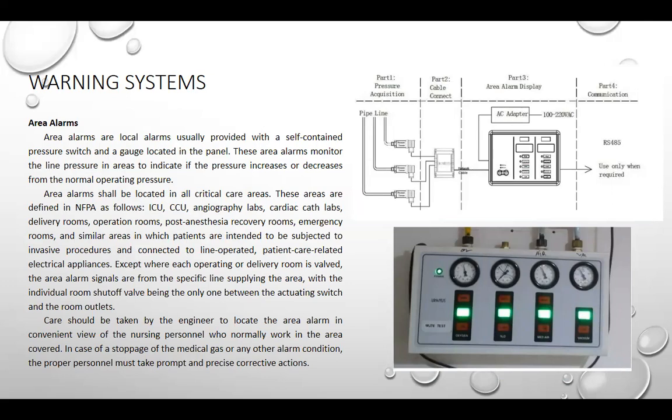So, warning system, meron tayong area alarm. Area alarms are local alarms usually provided with a self-contained pressure switch and a gauge located in the panel. This area alarm monitors the line pressure in areas to indicate if the pressure is in normal operating condition. So area alarms shall be located in all critical areas.